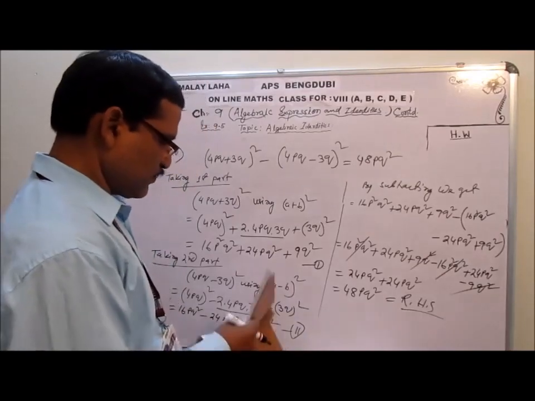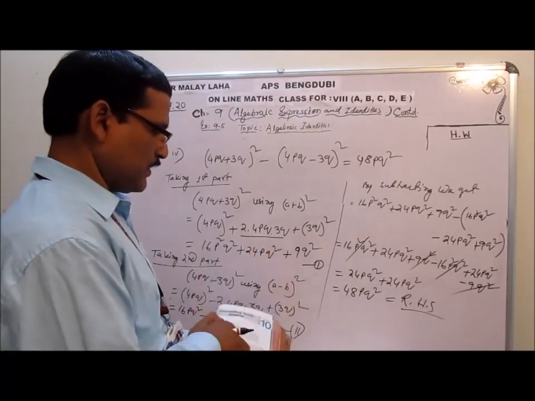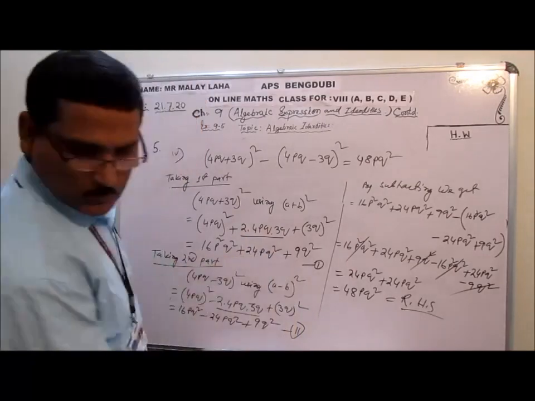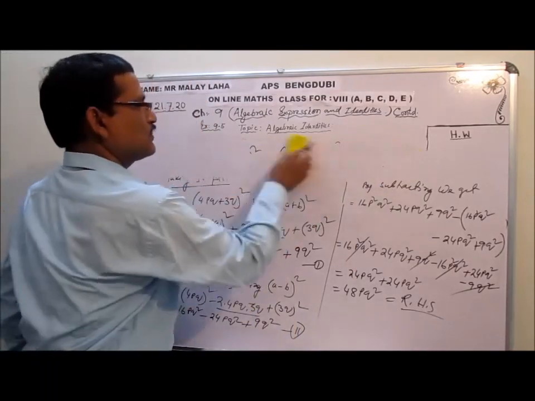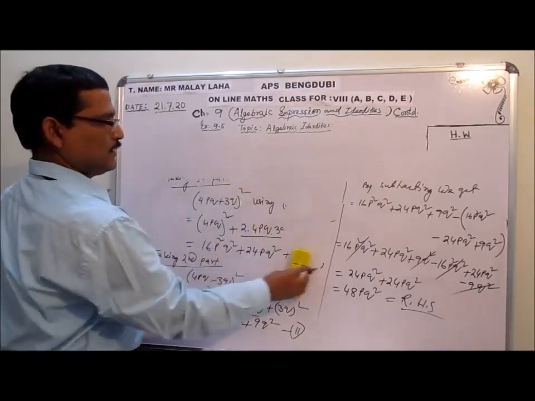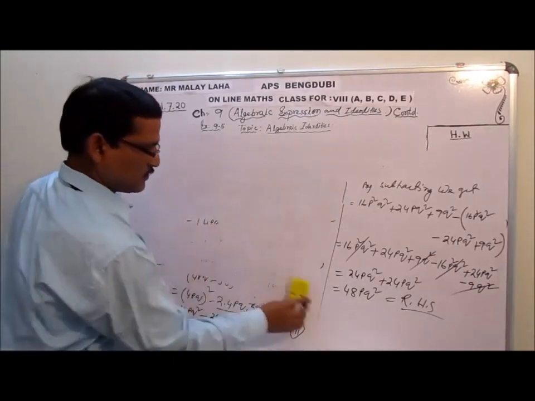Now I'm coming to question number 6. Using identity, you have to simplify each part. Question number 6. The last one you will do yourself. I'm leaving it for you.